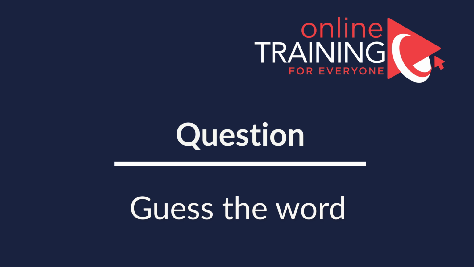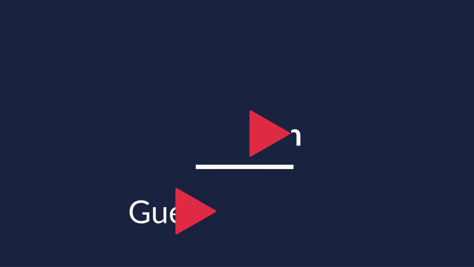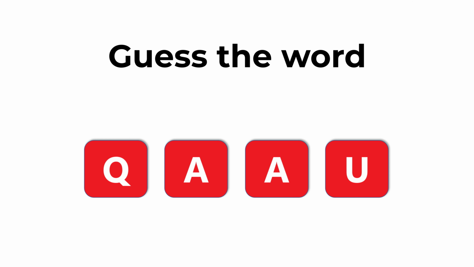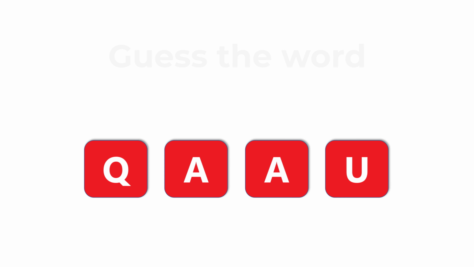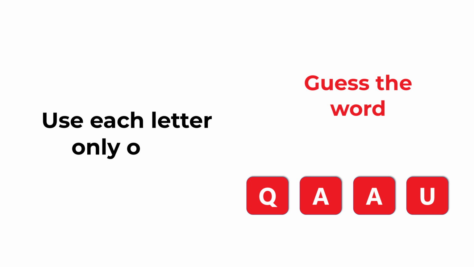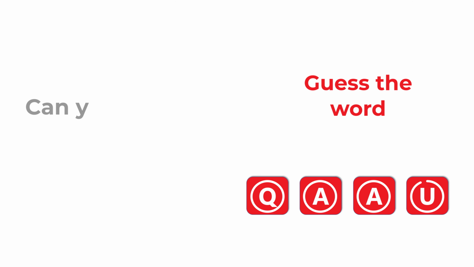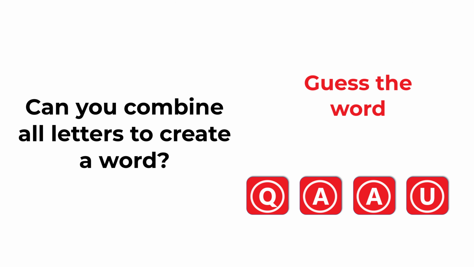A lot of times, you might be presented with a question in the test that will try to determine your knowledge of English words, as well as how quickly you can extract these words from your memory. In this particular case, we are looking at 4 letters: Q, A, and U, and you need to guess the word by combining these letters.